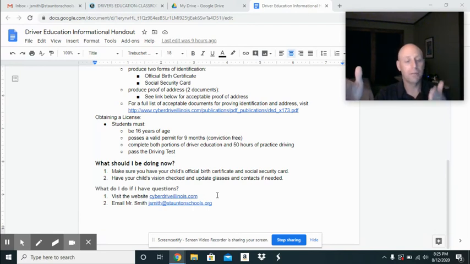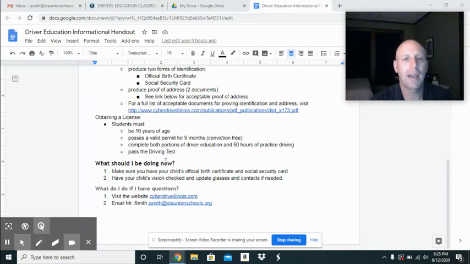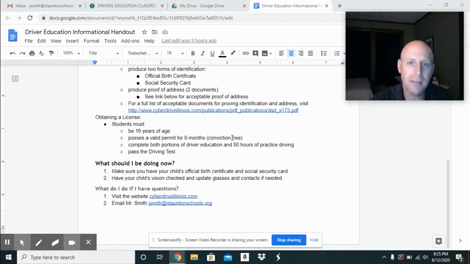Now, if you get your permit on your 15th birthday, well, 9 months from then, you're only 15 and 9 months. So you've had it for 9 months. Does that mean you can go and get your license? No, you've got to turn 16. So both of these conditions have to be met. You have to be 16 and you have to have had your permit for 9 months. And in parentheses here, we see it says conviction free. You have to be conviction free during that time. That's talking about driving infractions.